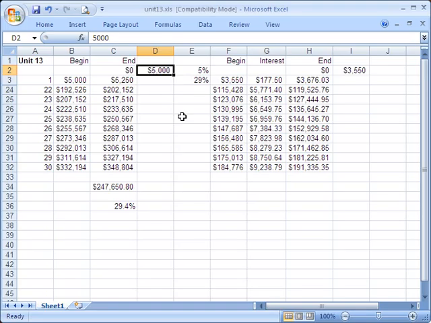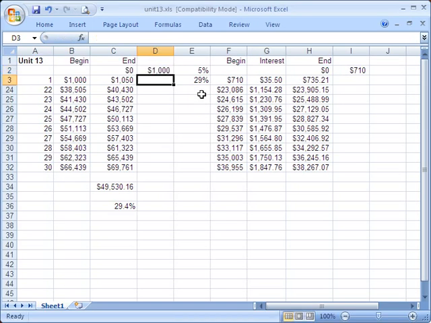What about if we invested a different amount of money? Suppose we invested $1,000 a year instead of $5,000. Would it still be the case that the advantage is about the same as the marginal tax rate? And the answer is yes. This doesn't change the percentage at all.